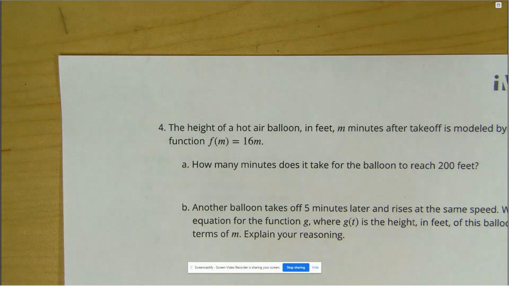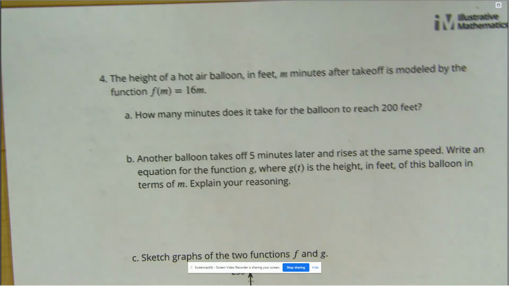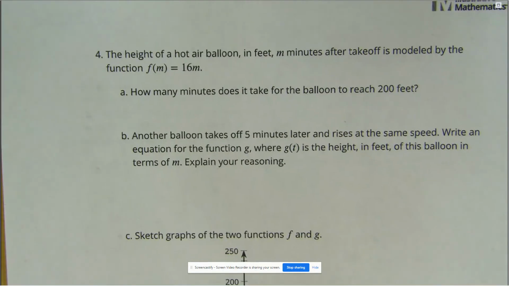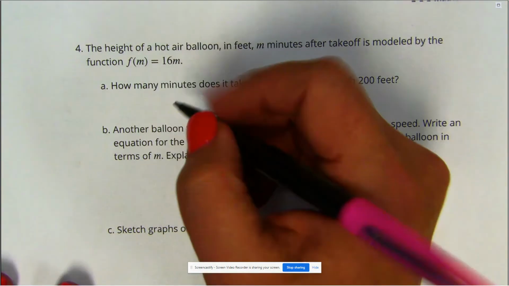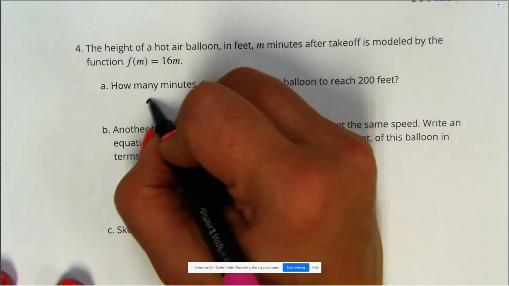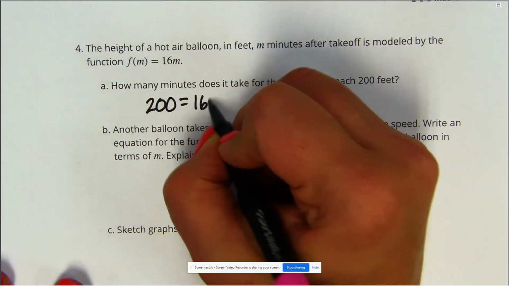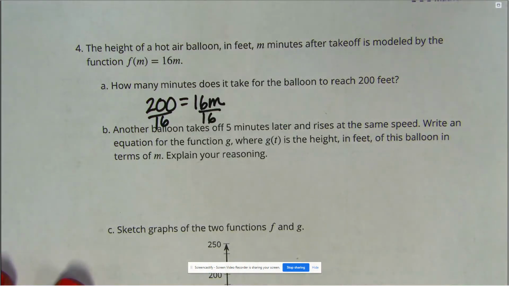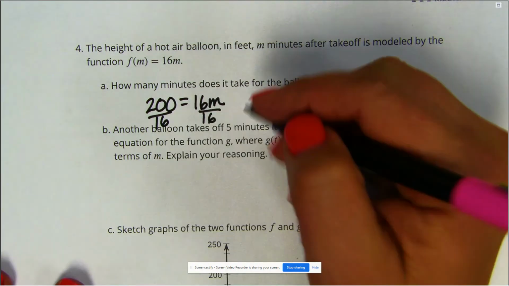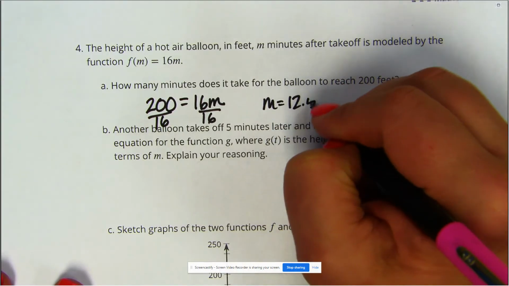Number 4, the height of a hot air balloon in feet, m minutes after takeoff, is modeled by f of m equals 16m. How many minutes does it take for the balloon to reach 200 feet? So I'm going to put a 200 in. When is the output 200? Divide both sides by 16. 200 divided by 16 is 12 and a half minutes.